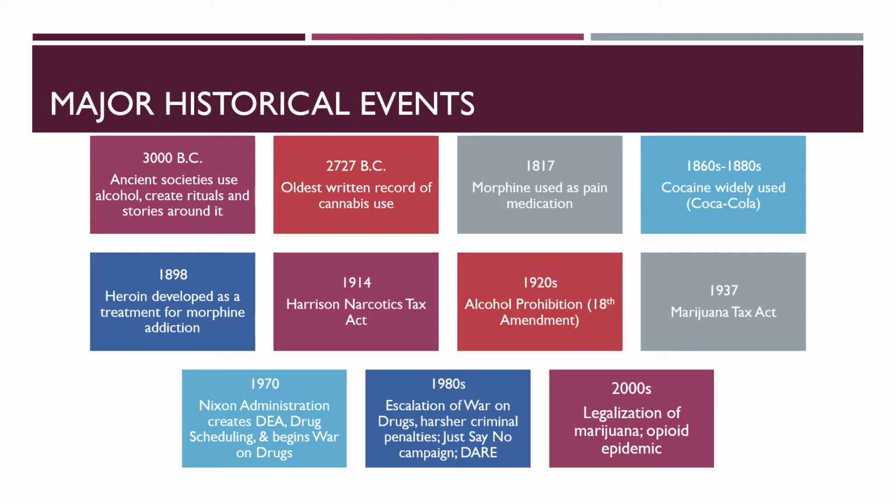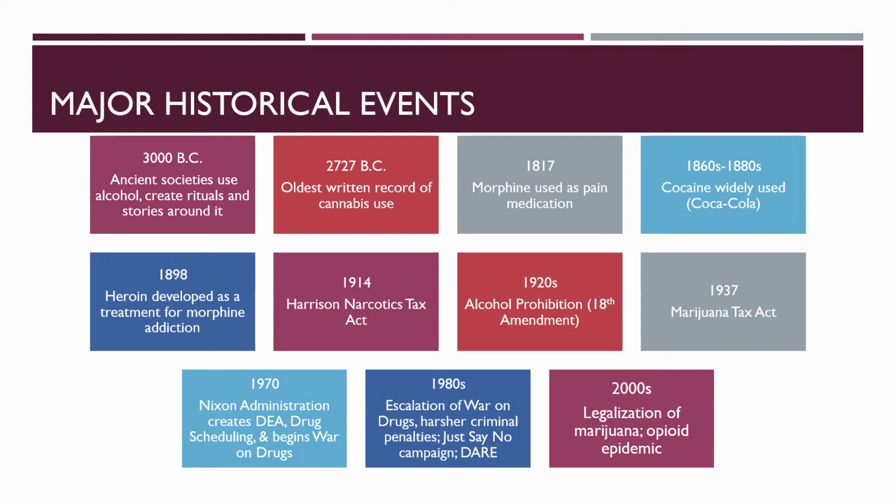But we know that from ancient writings as far back at least as 3000 BC or BCE, we have societies who were using alcohol, who had religious rituals and community rituals, and even wrote stories and did paintings and drawings that included the use of alcohol. So that particular drug has been part of societies for many thousands of years, over 5,000 years.